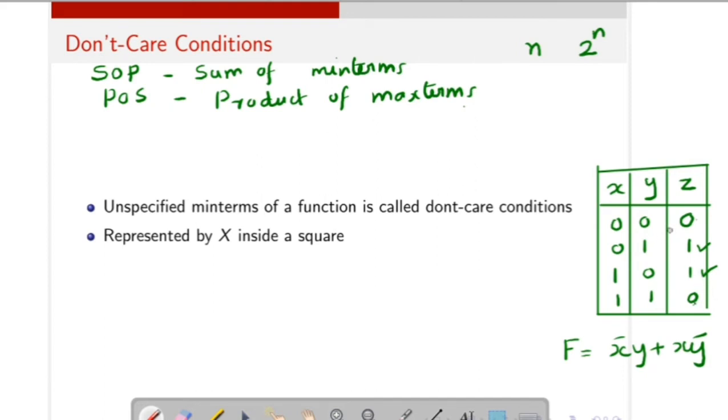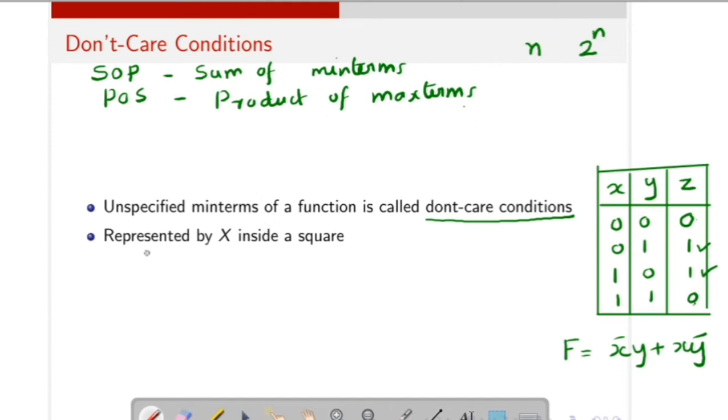That means we consider all the minterms that will give output 0 or 1. But in some cases, there are unspecified minterms of a function, which are called the don't care conditions. Some minterms are unspecified.